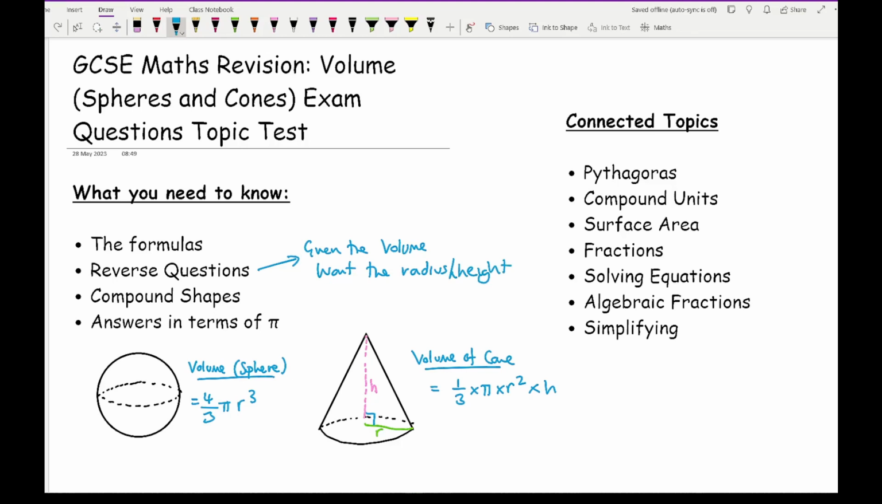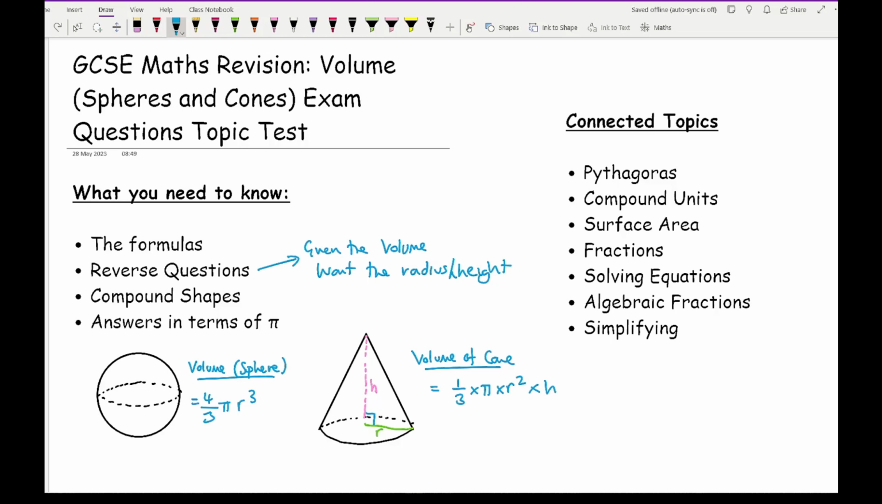Another thing you need to know is to work with compound shapes. Now compound shapes are basically where you've got two shapes joined together. So for example, you could have a hemisphere on a cone, or again you could have a frustum. So again, we've got two cones in that one. So just be mindful of practicing those, and also practice questions which involve leaving your answer in terms of pi.